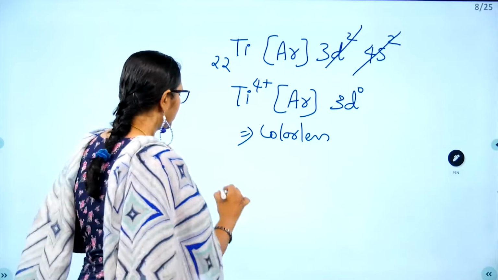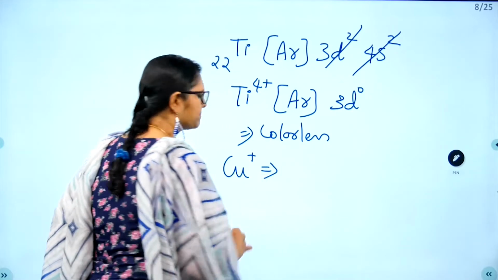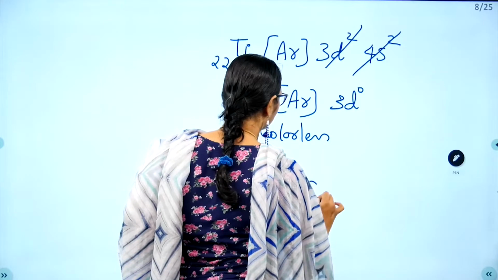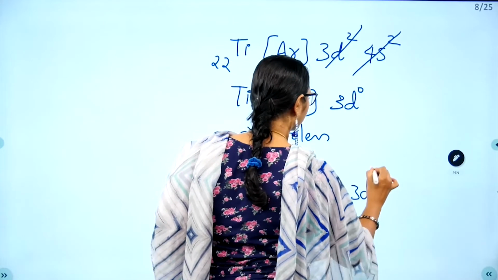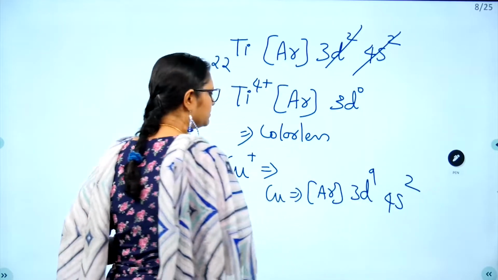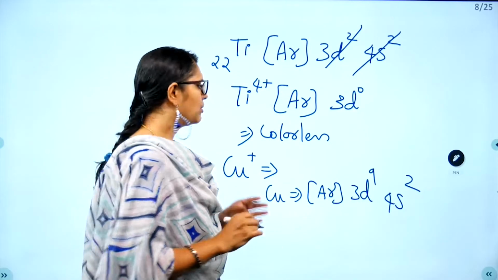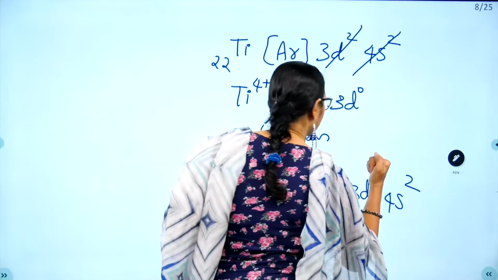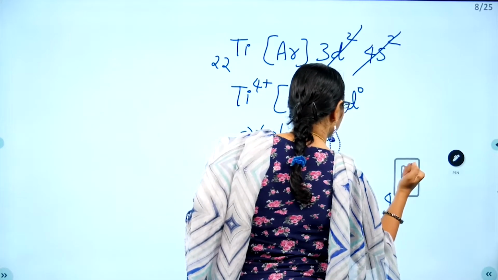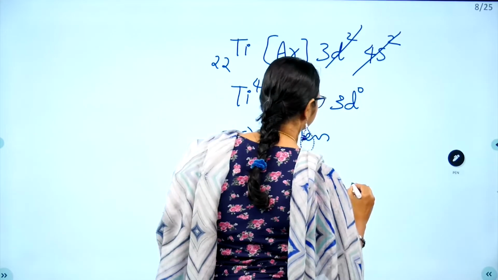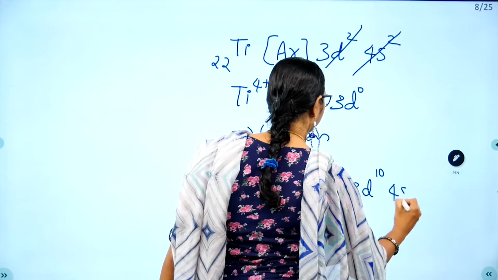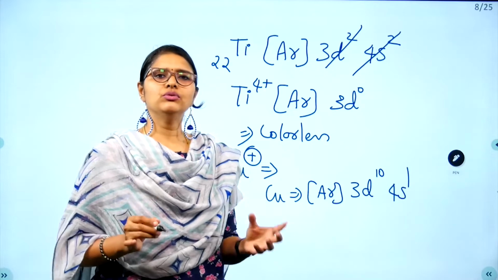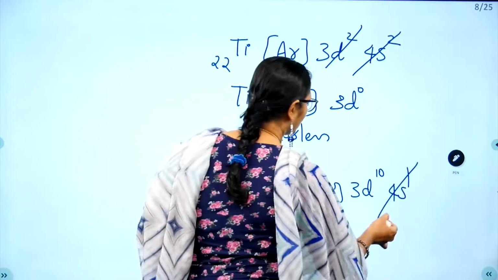Is it okay? Similarly, Cu+. Now we are going to write for Cu+. Copper, what is the electronic configuration? Argon 3d9 4s2. Okay, 3d9 4s2. But you know very well how we should write: the correct electronic configuration will always be 3d10 4s1. So if it is plus, what are we supposed to do? We have to remove the electron from 4s, right? Now it is completely filled.